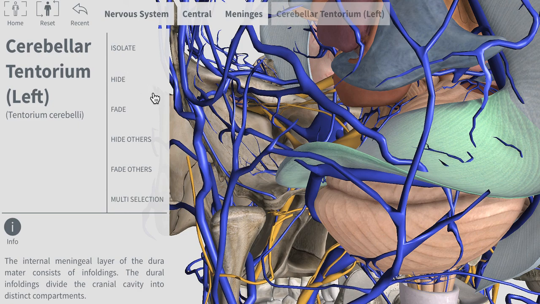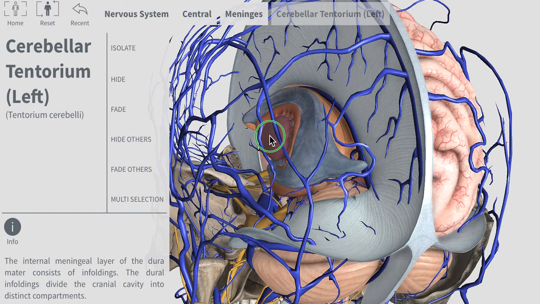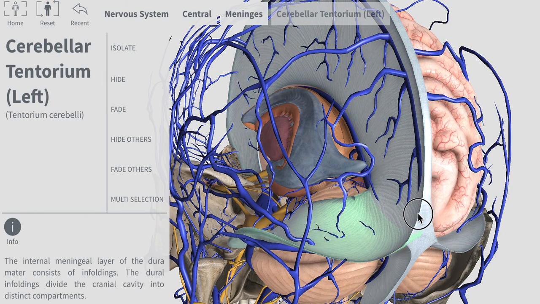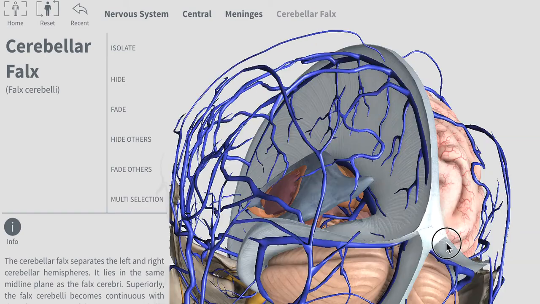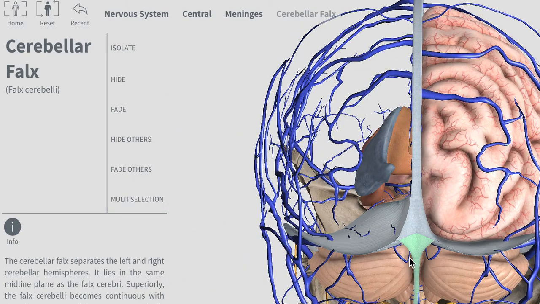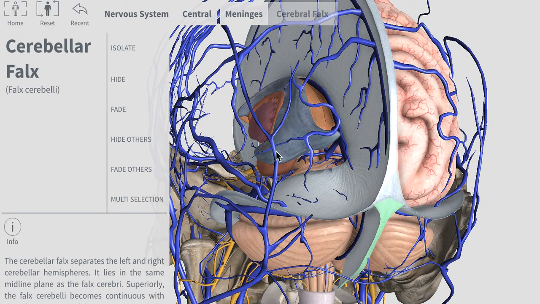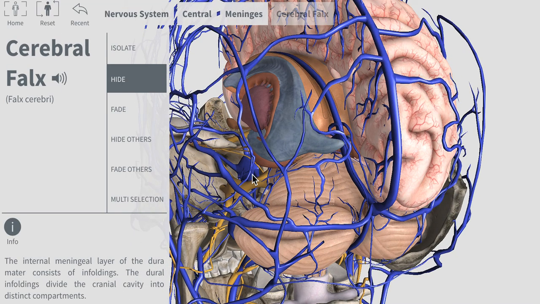Oh, by the way, the infolding of the dura mater, the big one, the falx cerebri, was not the only one. There are two other structures called the cerebellar tentorium, and also the cerebellar falx, which goes along the indentation of the cerebellum. Right, let's get rid of those structures, and we can see the cavernous sinus.